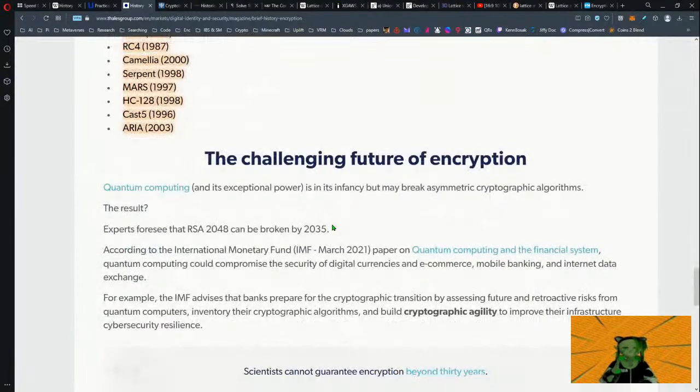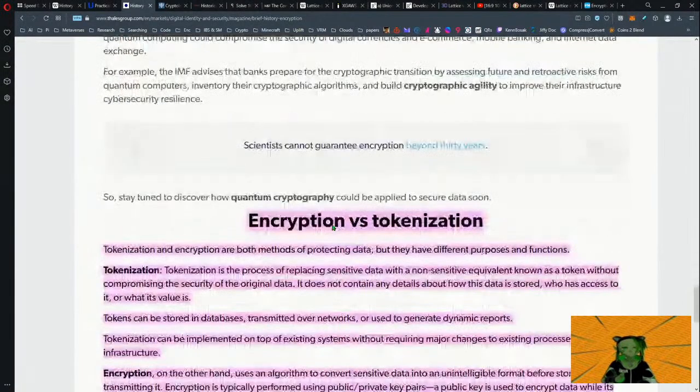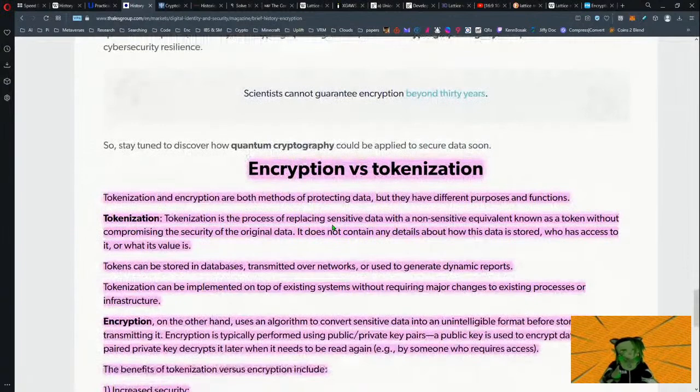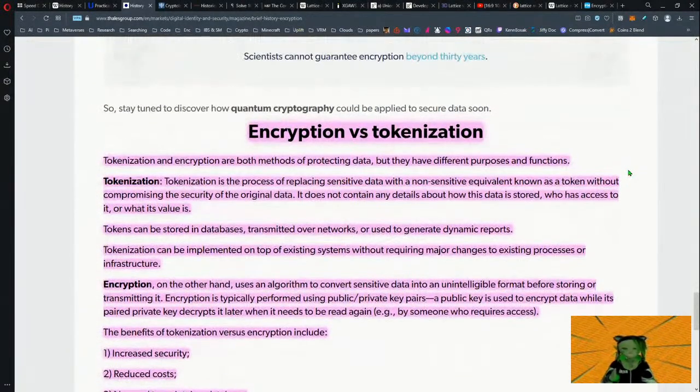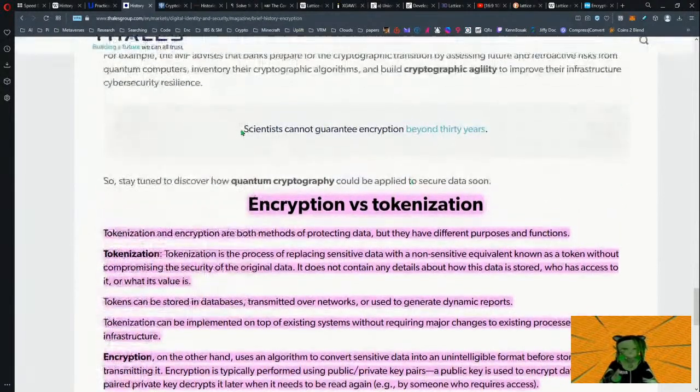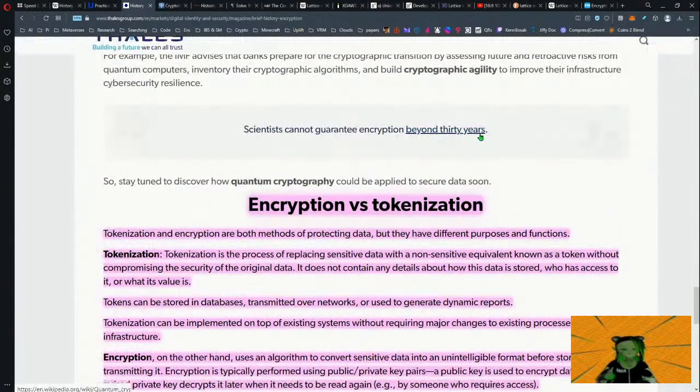It's because there's a lot of reasoning for needing security. There's a lot of reasons for needing privacy. There's a lot of reasons for needing to hide data. Don't let everyone fool you. For some reason, there is a reason to have this stuff. And look at this. Scientists cannot guarantee encryption beyond 30 years. It used to be scientists cannot guarantee encryption beyond 100 years. Now we're down to 30. Within the next 20 years, we might be able to guarantee encryption only beyond 6 months.